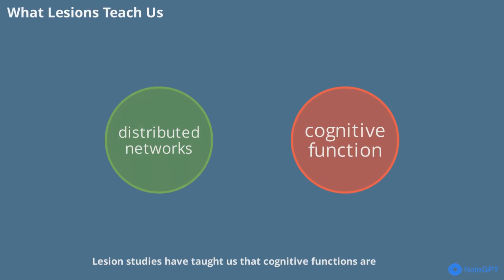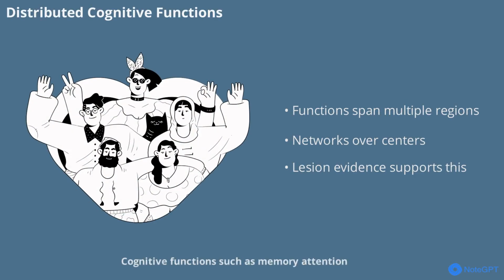Lesion studies have taught us that cognitive functions are distributed across networks rather than isolated in single brain regions. They show that awareness and performance can dissociate, and that brain regions are necessary but not sufficient on their own. These insights have revolutionized our understanding of how the brain supports complex behaviors and cognition. Cognitive functions such as memory, attention, and language are not confined to single brain regions. Instead, they arise from the interaction of multiple areas working together as networks.